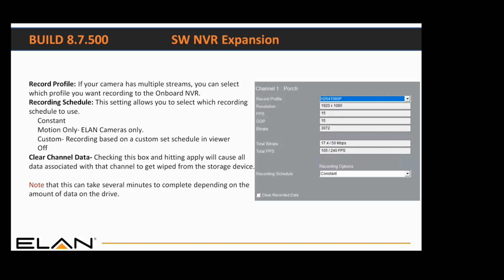In here as well, you will see the recording schedule. Again, the options are constant, which is always, and motion only. That's for Elan cameras only, since we know when motion is coming in and going out. Custom, now that is a schedule that is set in the viewer, so the end user can modify that schedule. So if I want my interior cameras to record only at night and not during the day, or whatever you think might be good, you can do that, and that would be a custom option there. And then off, you don't want it to record at all. The next is clear channel data. So by checking that box, it will pretty much wipe that channel out and clear it out.